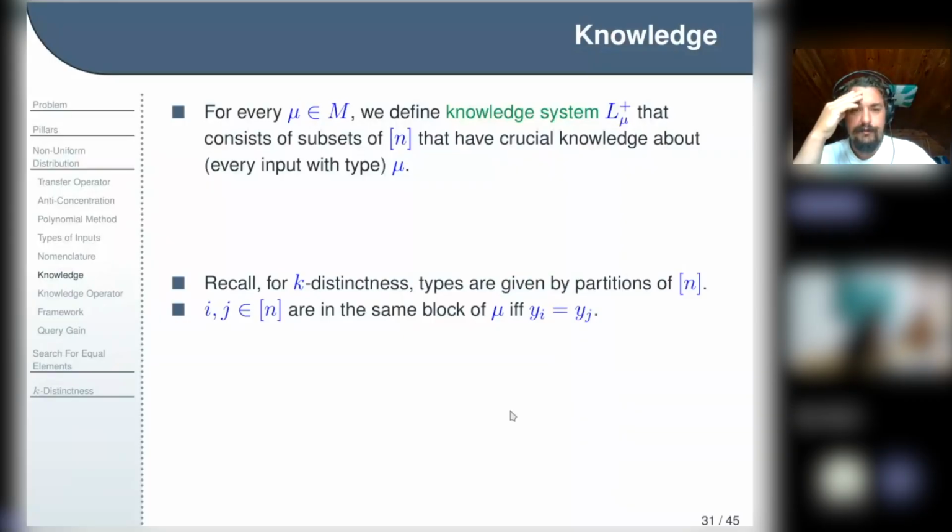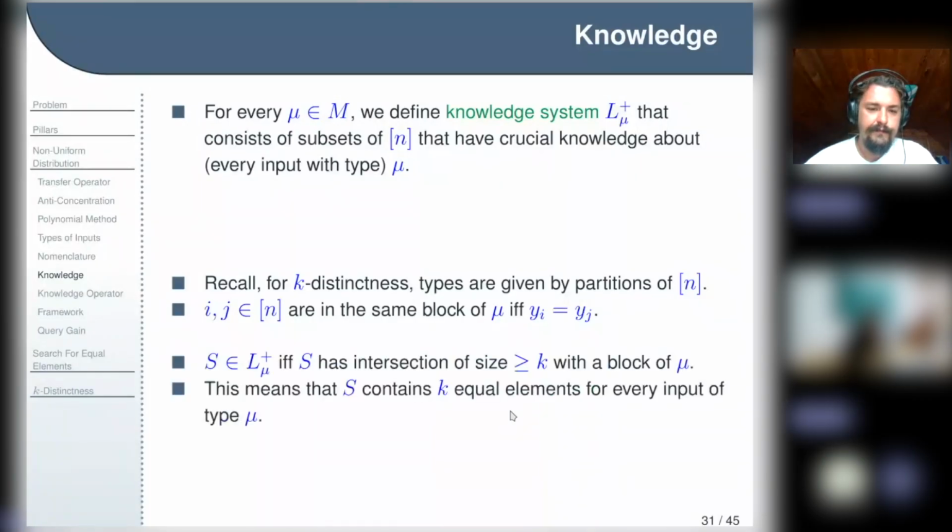And k-distinctness. So again, this is what we had before. Types are given by partitions, and two input indices x and y are in the same block if they have the same value.